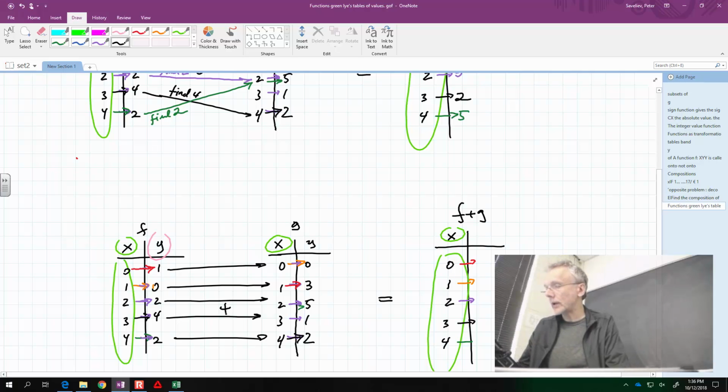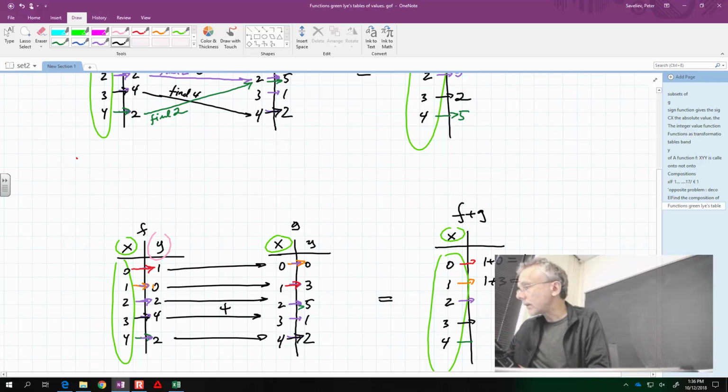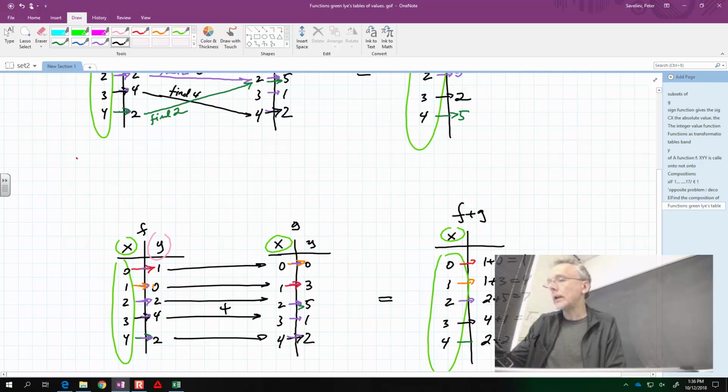So what do I get? 0 goes to 1, 0 goes to 0. So it's 1 plus 0 is equal to 1. Then along the second line, I have 0 and 3, which is 3. The next line, I have 2 and 5, which is 7. 4 and 1 is 5. And I have 2 plus 2 is 4. Okay, so that's very simple when it is about addition. So this is addition of functions.